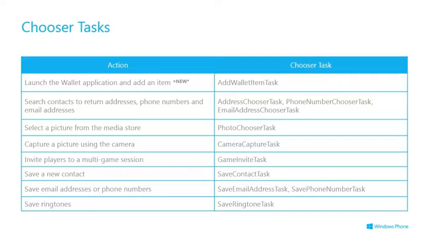So there's an add wallet item task, which launches the wallet application and adds something into that. You'll see that tomorrow. The address chooser, phone number chooser, email address are all about contacts. Photo chooser to go and pick a picture out from the media store. Camera capture to take a snapshot. Game invite to invite players to a multi-game session. Save contact task we looked at to save a first-party contact. Save email and save phone and save ringtone.